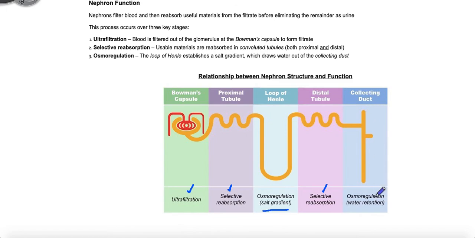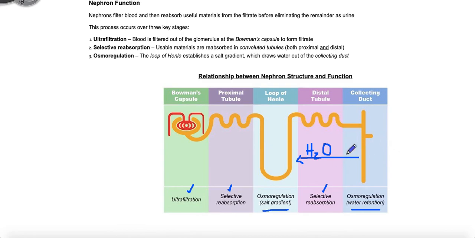And then we see in the collecting duct that osmoregulation happens. Water is going to be held in place here within the collecting duct, and that's going to allow water from the collecting duct to be drawn out into the loop of Henle when the loop of Henle establishes a salt gradient. So some of the water here is going to go in this direction. Remember, this is important so that the organism doesn't dehydrate.